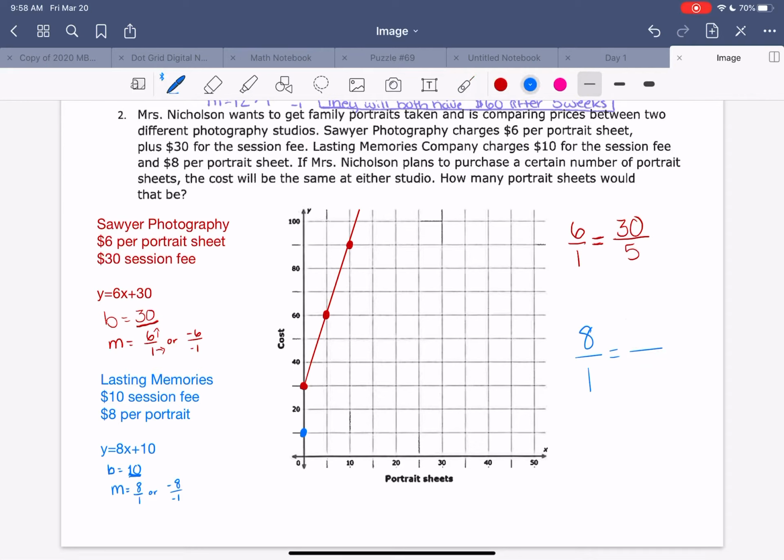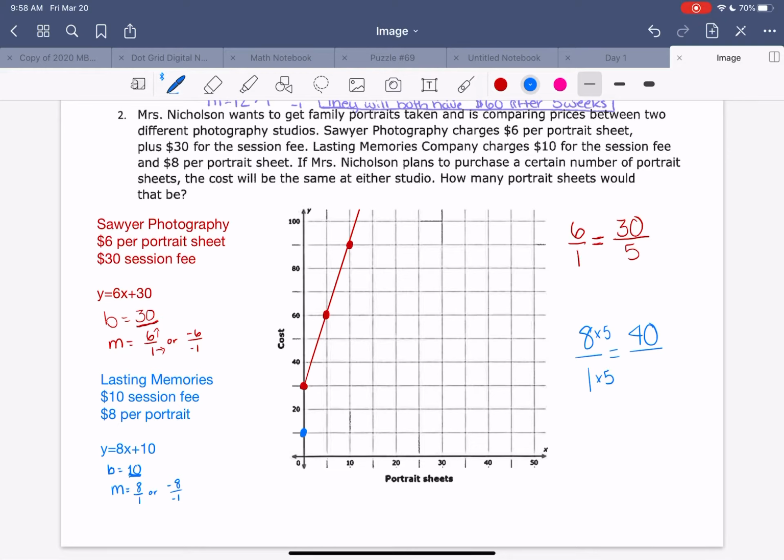So 8 times 2 gives me 16. That's not a multiple of 10. 8 times 3 gives me 24, which is also not a multiple of 10. 8 times 4 gives me 32. Still not a multiple of 10. But if I do 8 times 5, that gives me 40. And 40 is a multiple of 10, so I can actually rise 40.